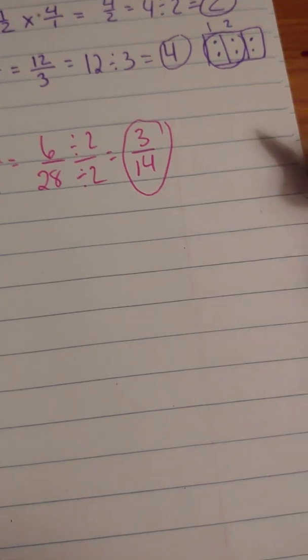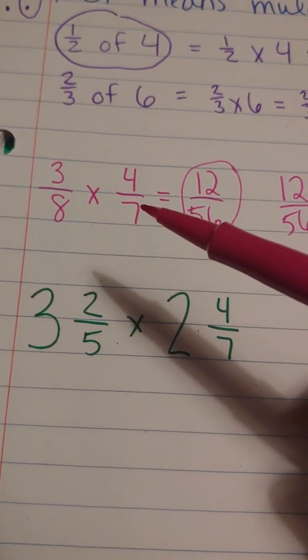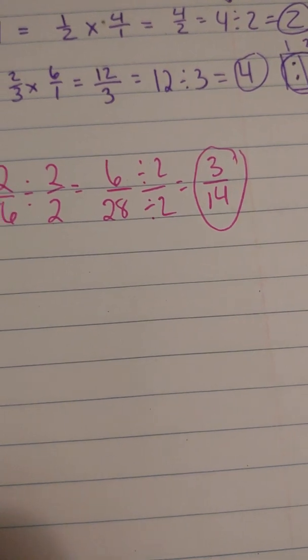This is now in simplest form, and I know this because 3 is a prime number, and 3 does not go into 14, so 3/14. So the answer to my problem, 3/8 times 4/7 in simplest form, is 3/14.